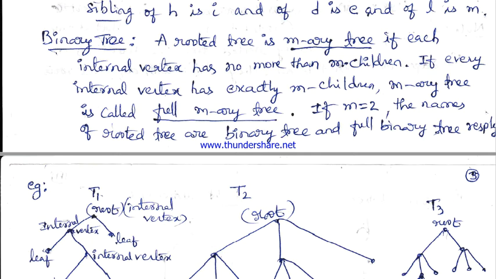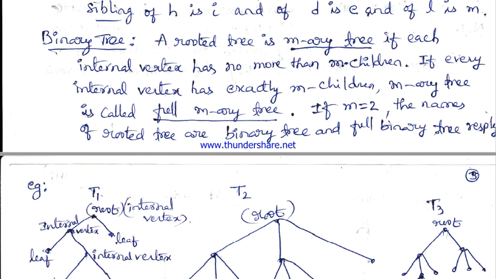In the particular case where m equals 2, the word used is binary. If at each internal vertex of the tree there exist not more than 2 children, we say that the rooted tree is a binary tree. It becomes a full binary tree if exactly 2 children exist at each of the internal vertices.